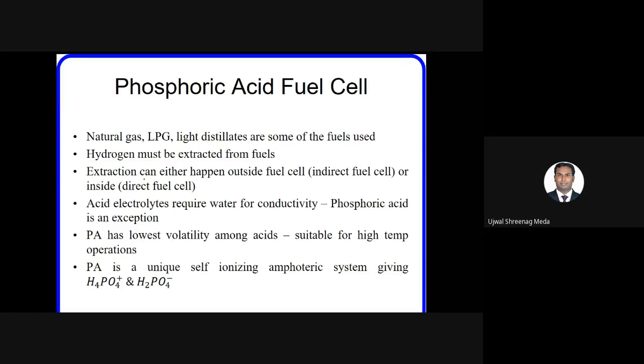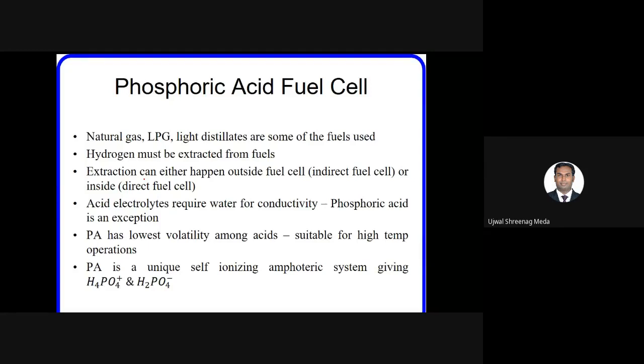That may add little to the cost. And such disadvantage is not there when it comes to phosphoric acid fuel cell. So fuels such as natural gas, LPG, light distillates are some of the fuels that are commonly used here. And usually when the fuel is something other than hydrogen, you will subject the fuel to pre-processing and hydrogen is generated. And extraction can happen either outside the fuel cell or within the fuel cell. Soon we are going to look at a few examples.